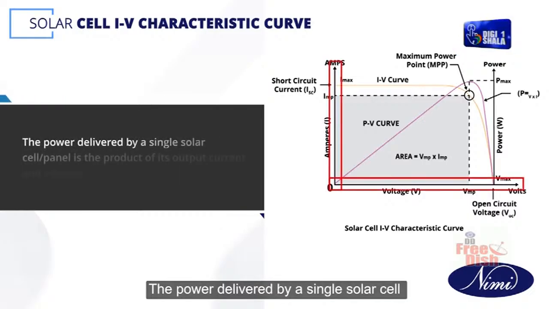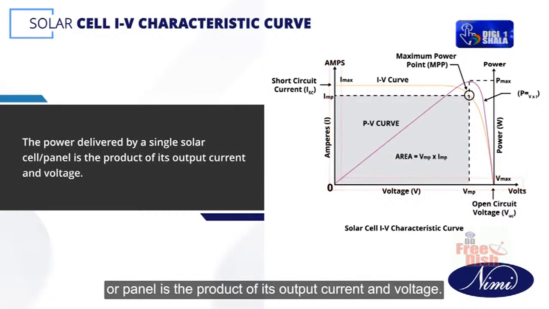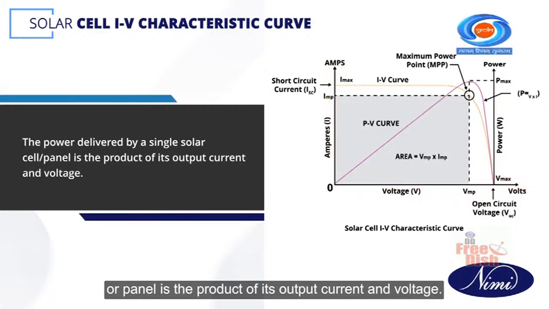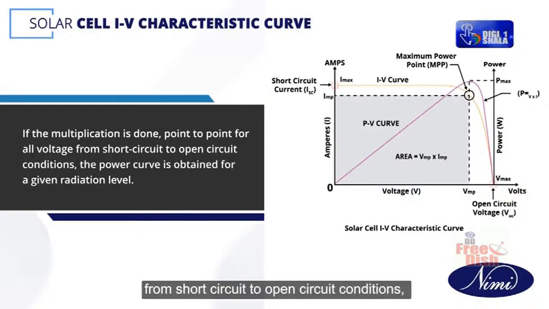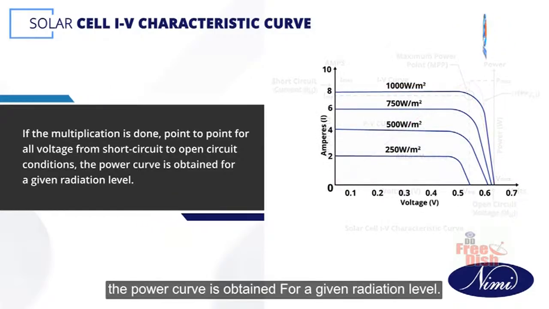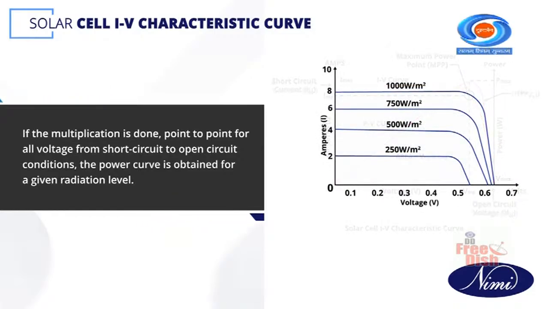The power delivered by a single solar cell or panel is the product of its output current and voltage. If the multiplication is done point to point for all voltage from short circuit to open circuit conditions, the power curve is obtained for a given radiation level.